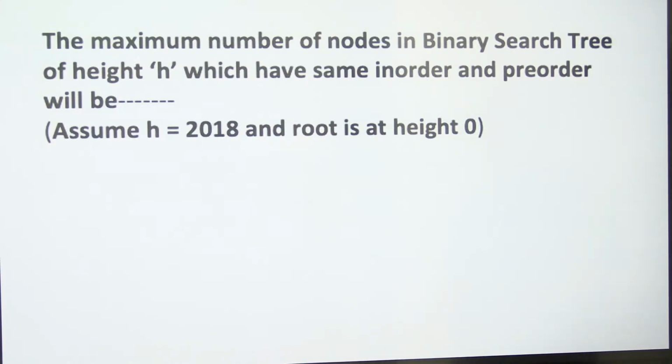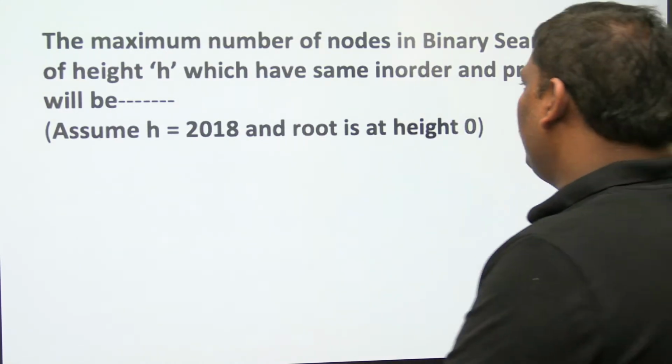If you observe clearly, he is talking about a binary search tree and the height h. You should know the meaning of binary search tree, the meaning of height, the meaning of in-order, and the meaning of pre-order. All the technical words are covered. And one more thing, it is asking for the maximum number of nodes in a binary search tree of height h which have the same in-order and pre-order.